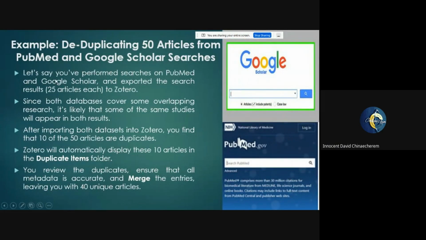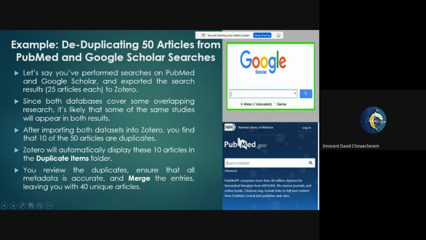So an example now is that, let's say, for example, we want to export items from our Zotero, but then how do we start? So we perform a search on PubMed and Google Scholar. Let's say we've exported 25 articles each. And both of these databases cover some overlapping research.